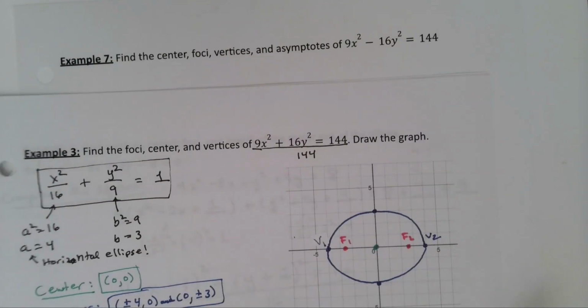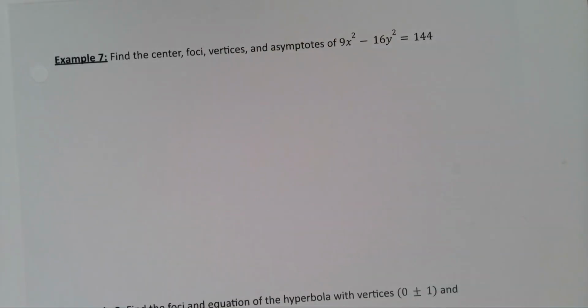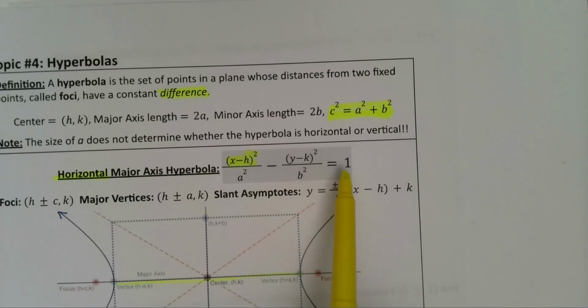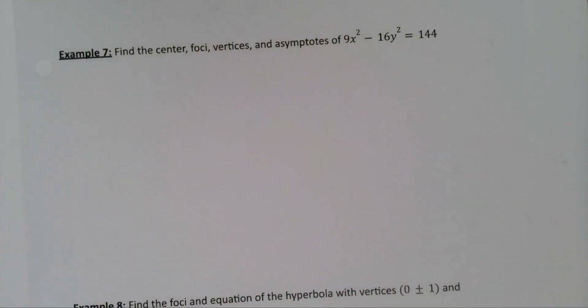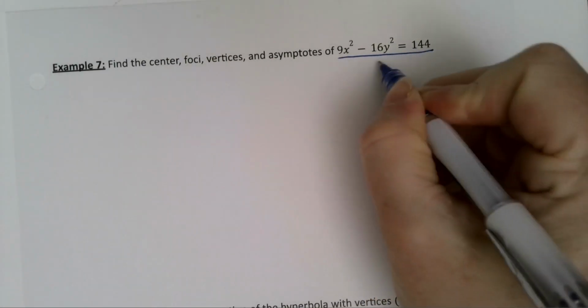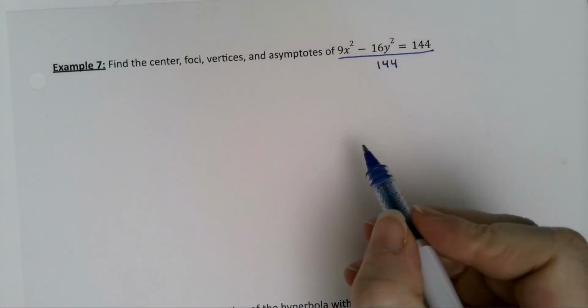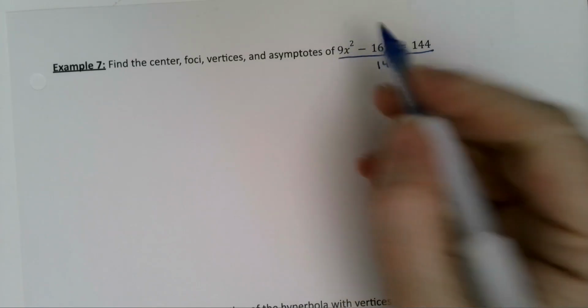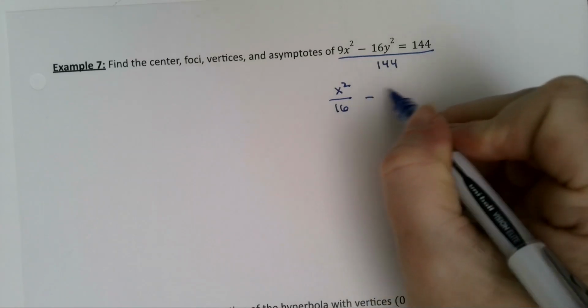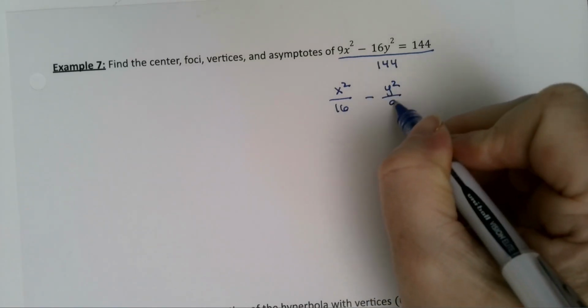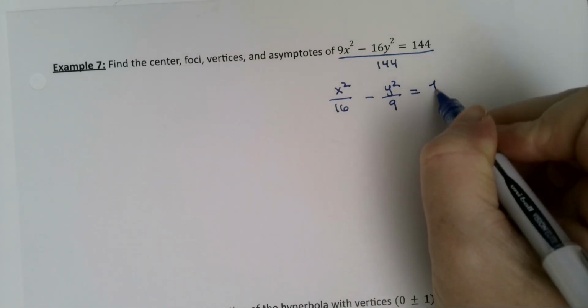Either way, we do want it to be equal to 1, because that's the standard form for both ellipses and hyperbolas, that it's set equal to 1. So we're going to divide by 144 and see what happens. Let's divide everything by 144. That would get us x squared over 16 minus y squared over 9 equals 1.